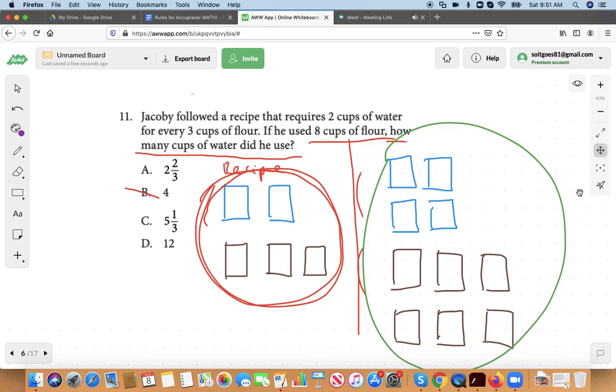Would it be D? Yeah, absolutely. We can totally eliminate D. Why can we eliminate D? Tell me why. That's just too much, right? Yeah. He's only got 8 cups of flour, and we know he's got more flour than water. So it can't be more than 8. Does that make sense, Keisha? Yes, sir. Awesome. What else can we eliminate? We haven't even found the right answer, but I know we can eliminate some stuff.